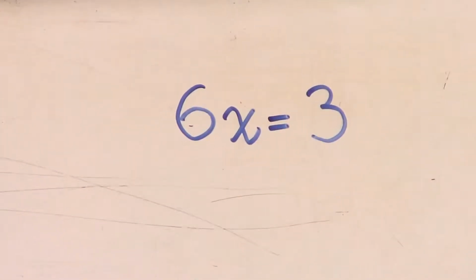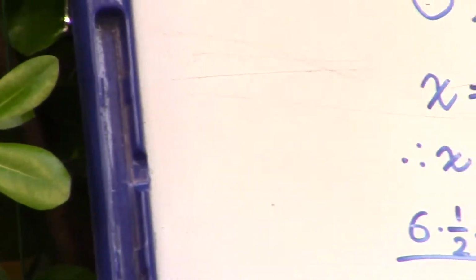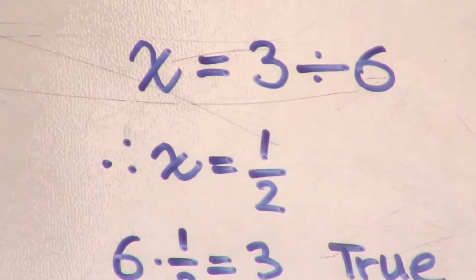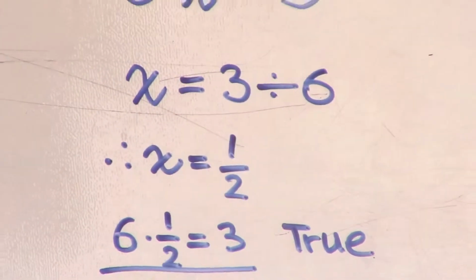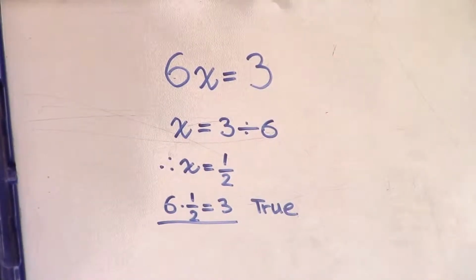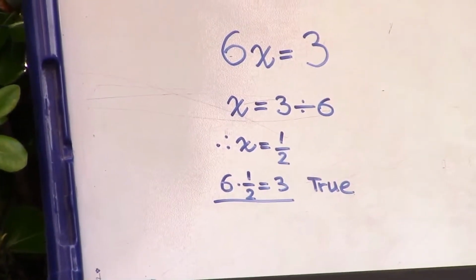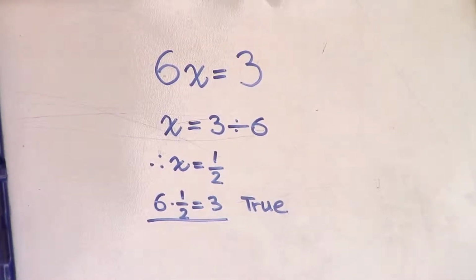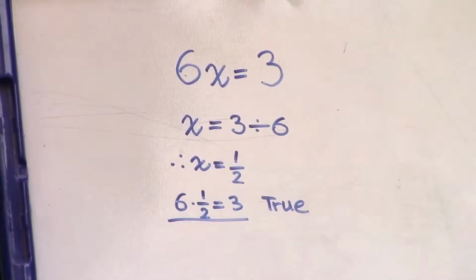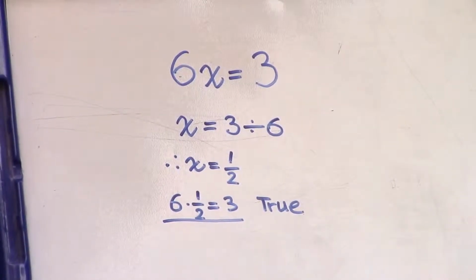6x equals 3. You have now solved the equation. Your solution will be x equals 1/2. But first of all, how did we solve this? Here again, we had to isolate x. Isolating x is practically our mission, our goal to solve an equation. So in this case, we had to divide by 6 to isolate x. And so 3 divided by 6 is equal to 1/2 or 0.5.